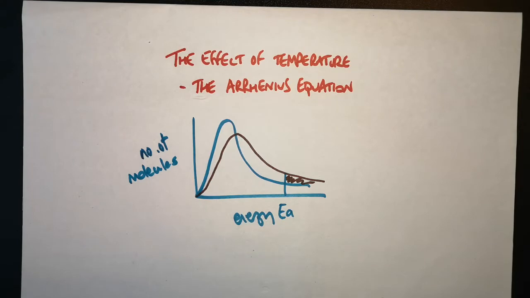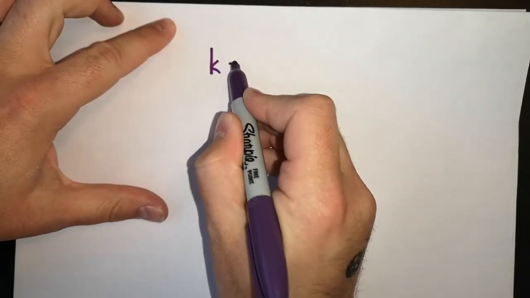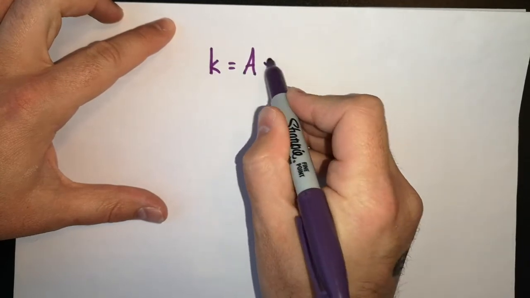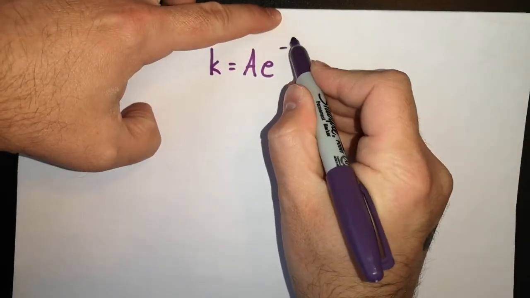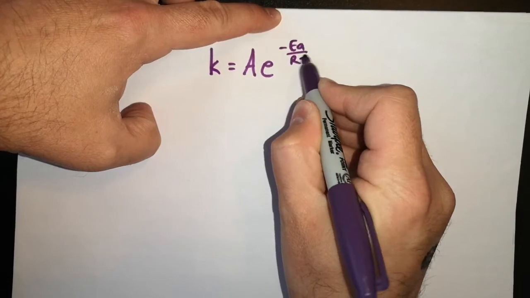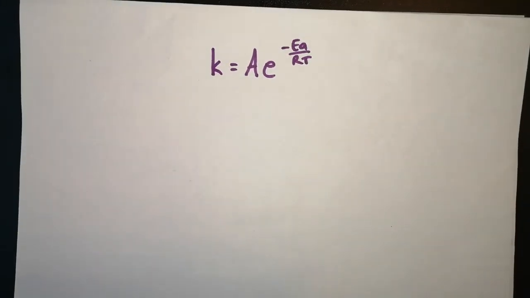In Year 13, we introduced the idea of something called the Arrhenius equation, and we can actually do some calculations to quantify the effect of temperature on rate. So let's look at what the Arrhenius equation looks like. The Arrhenius equation is k equals A e to the minus Ea over RT. So that's a power. Now let's go through and make sure we're happy with what all these terms actually are.